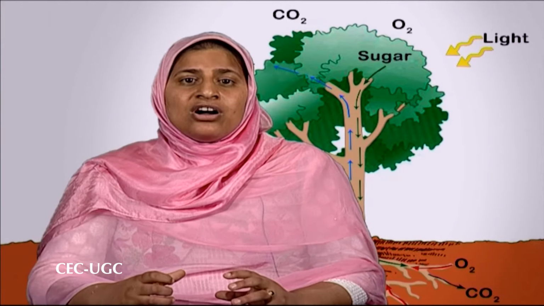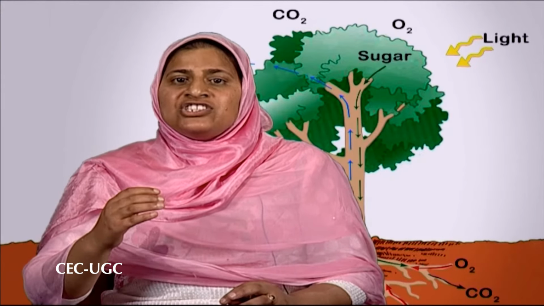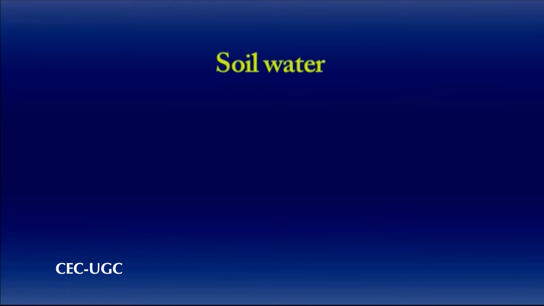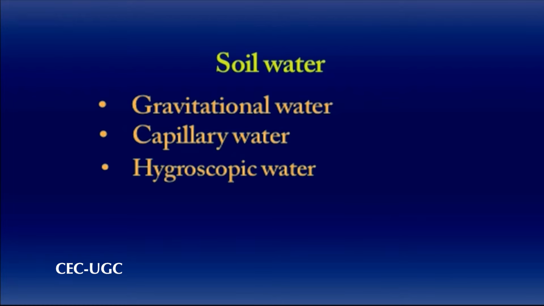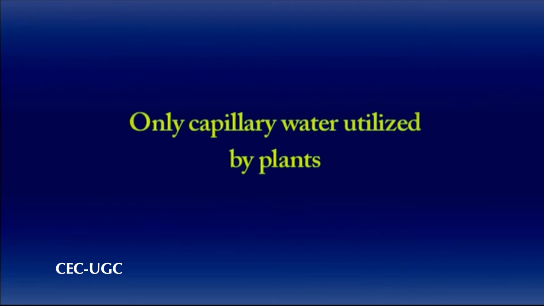Broadly, we can recognize 5 stages of water in the soil which differ in their availability to plants. The first one is gravitational water, second capillary water, third hygroscopic water, fourth one is runaway water, and fifth one is chemically combined water. Of these, only capillary water is the water which can be utilized by the plants.